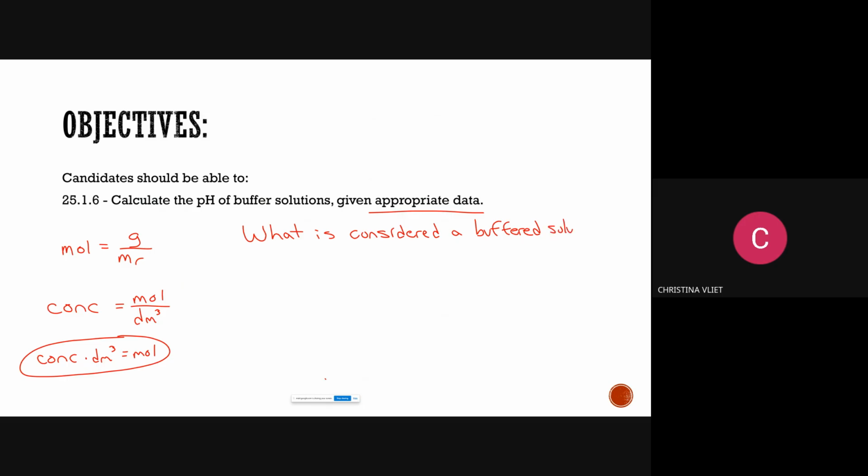Well, we know that's the definition, but what am I looking for? I'm looking for a weak acid and its conjugate base, right? Which we know can also be called a salt if it appears as an ionic compound.